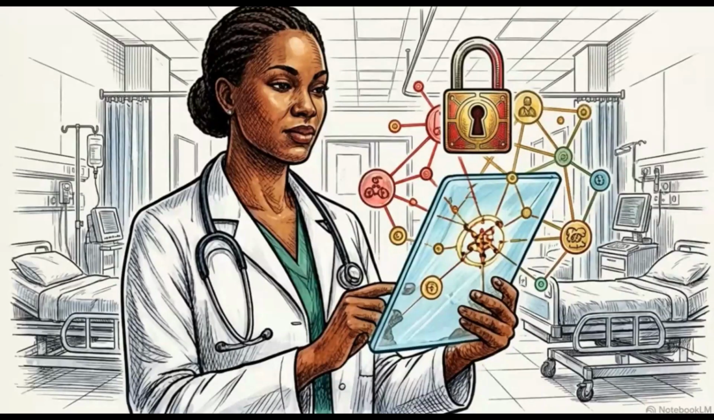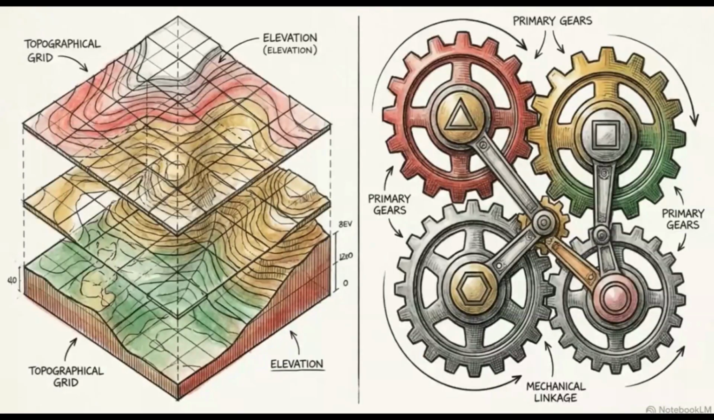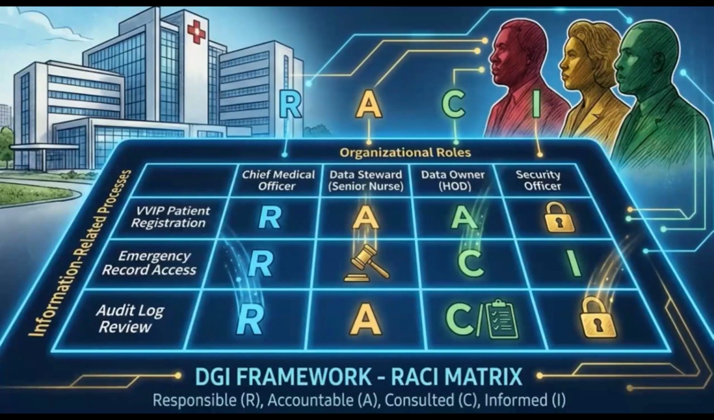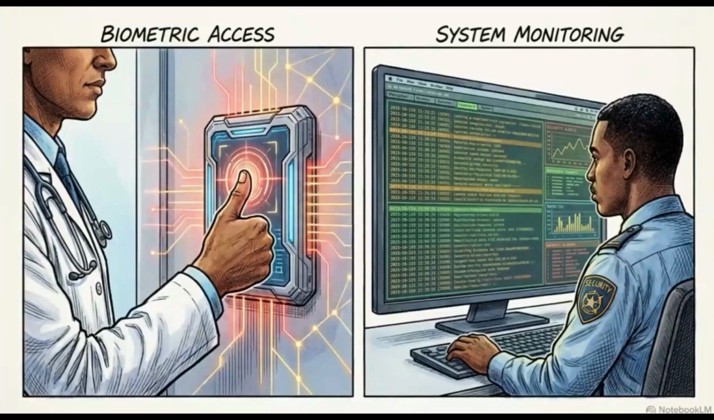The owner is supported by a data steward, like a senior nurse or lab manager, who oversees the daily application of quality and security rules. While DAMA maps the landscape, the Data Governance Institute, or DGI, framework makes those roles operational. DGI is used to create RACI matrices, which explicitly define who is responsible, accountable, consulted, and informed for every information-related process. If a president requires emergency access, the DGI matrix dictates exactly which physician lead authorizes the request and which security officer monitors the logs.